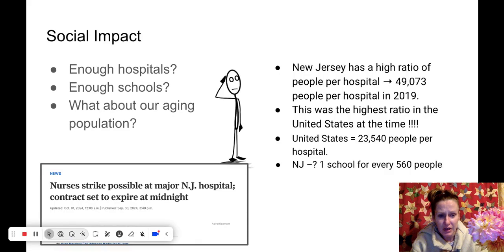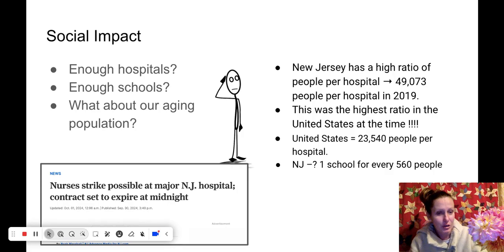So, are there enough hospitals? Are there enough schools? What about an aging population? If you have an aging population, do you have pensions, for example, to take care of them? Other ways to take care of their healthcare needs? Facilities for aging people, whether it's a nursing home or assisted living or something like that.